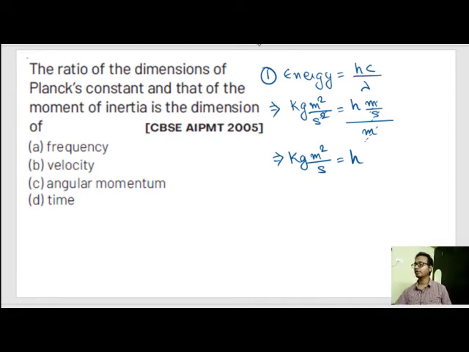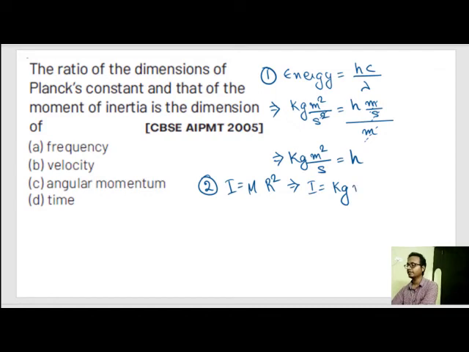And now let's solve for moment of inertia. From rotational mechanics, I is equal to mr square. Okay, or moment of inertia is equal to mr square, or mass into radius square. Moment of inertia is equal to mass, given by kg, and r square, given by meter square.